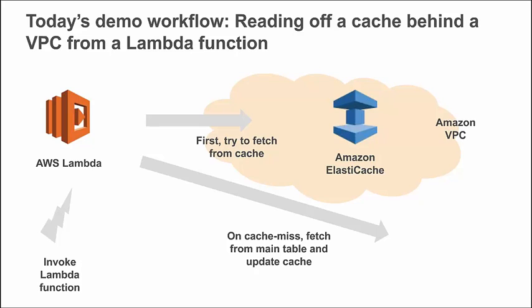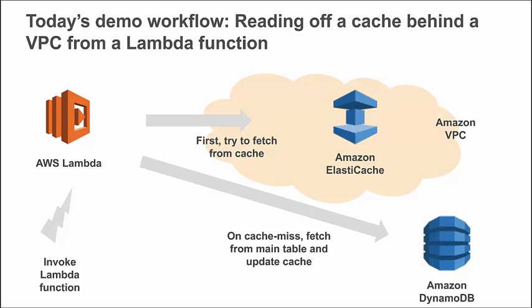As with any cache-based application, if the Lambda function does not find the requested data from the cache, it will then fetch the data from the main data table, and also it will update the cache. For this main table, we will use Amazon DynamoDB. DynamoDB is a fast and flexible NoSQL database service for all applications that need consistent, low latency responses at any scale. It's a fully managed cloud database and supports both document as well as key value store models.